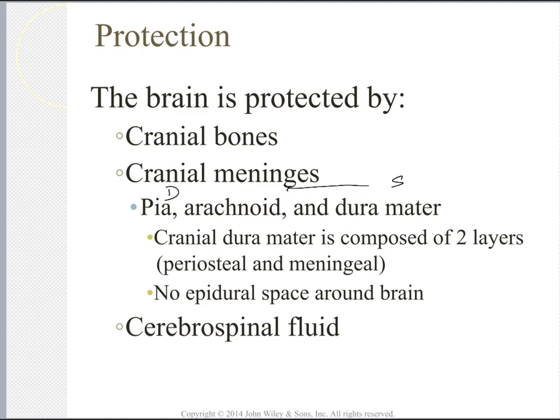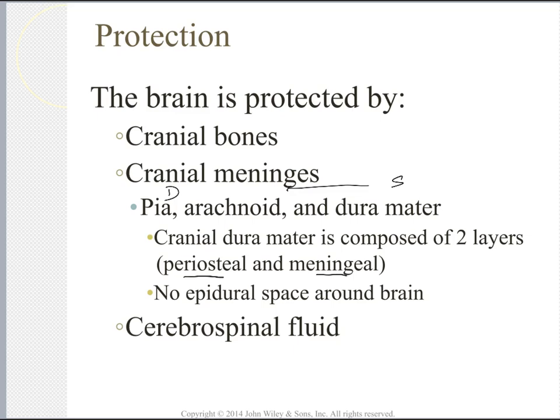Now, the cranial dura mater is composed of 2 layers. So this is a little bit different from the spinal cord. The spinal cord did not have these 2 layers. It had an epidural space, whereas surrounding the brain, we do not have that epidural space. But the 2 layers are the periosteal layer, the layer that's pretty much touching those cranial bones, and the meningeal layer, the layer that's making up and touching the meninges. Now, from there, we have the arachnoid mater, and again, the same subarachnoid space where CSF, cerebrospinal fluid, is going to flow, and then the pia mater touching the actual brain.